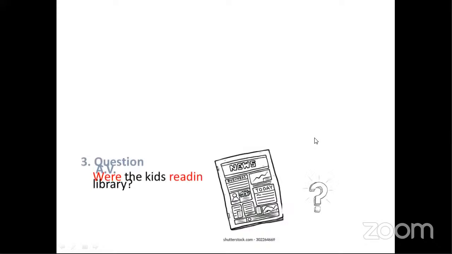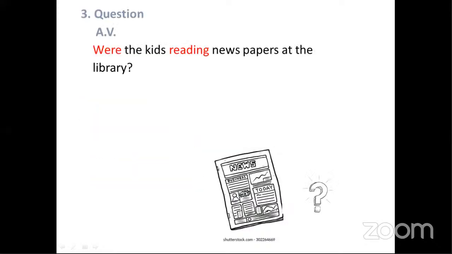Right, what's the next form? The next form is the question form. Now let me introduce this active voice sentence. Were the kids reading newspapers at the library? Somebody is asking a question like this. Were the kids reading newspapers at the library?